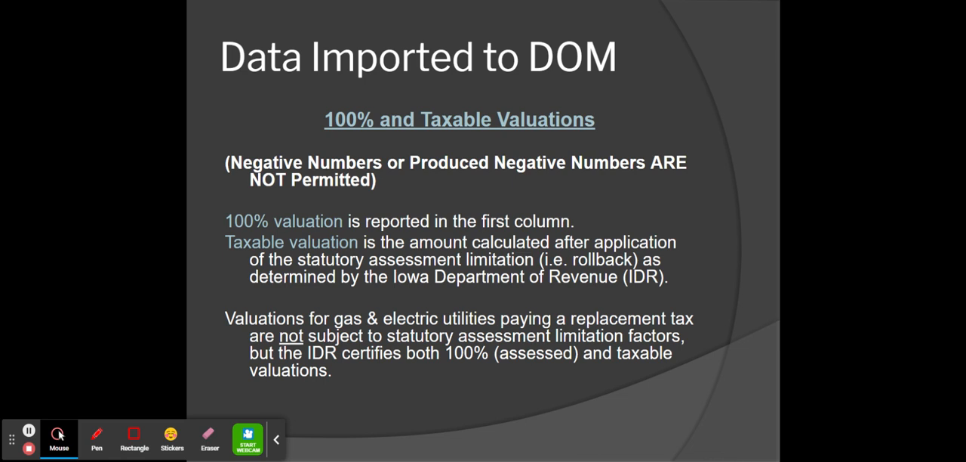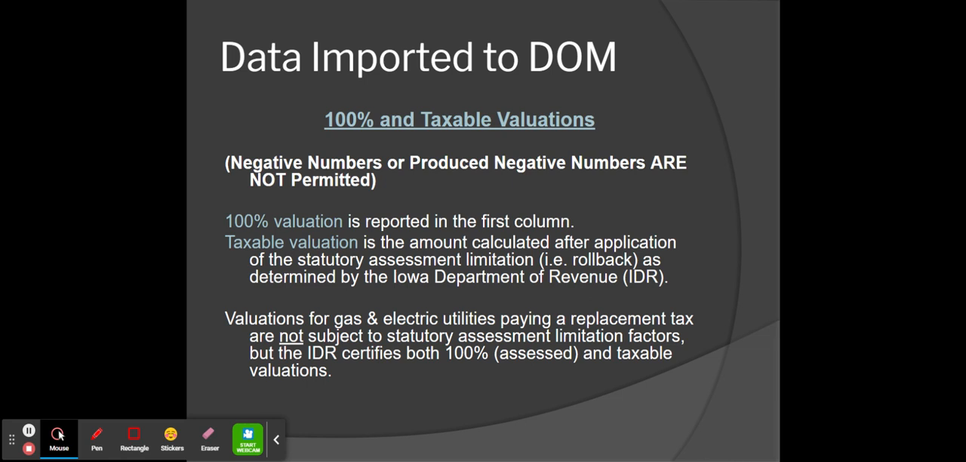Again, you are importing both 100% and taxable values. The system does not calculate for you those tax district taxable values. Those are calculated within your software and provided as part of the upload. Keep in mind too that negative numbers are not permitted. The system would catch those and prevent you from uploading your data if you had negative values. The first column of data is 100% value and then taxable value.